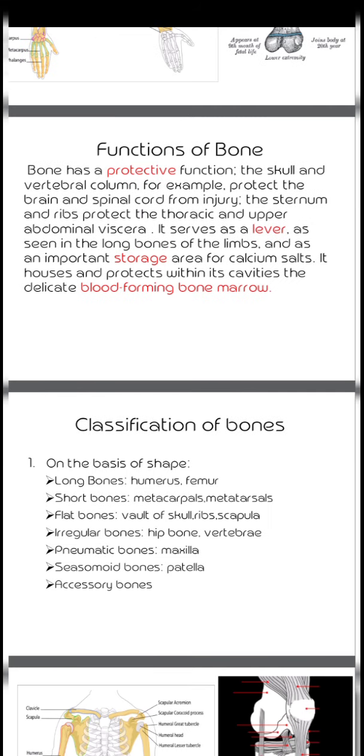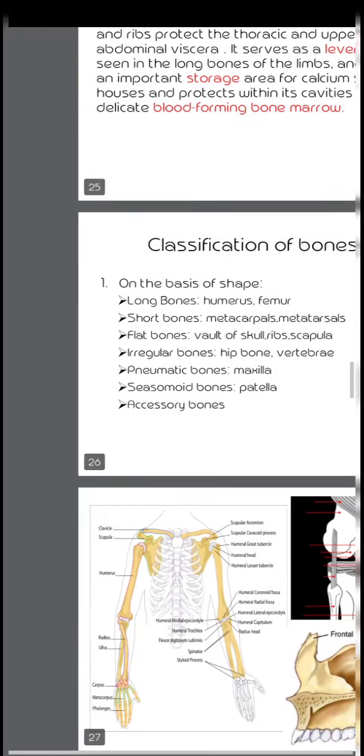So, formation of blood cells is a major function of the bones. The bone marrow contains hematopoietic stem cells. Hematopoietic stem cells are those cells which then mature and form red blood cells, white blood cells, megakaryocytes, platelets, etc. Everything is formed from these bone marrow cells.